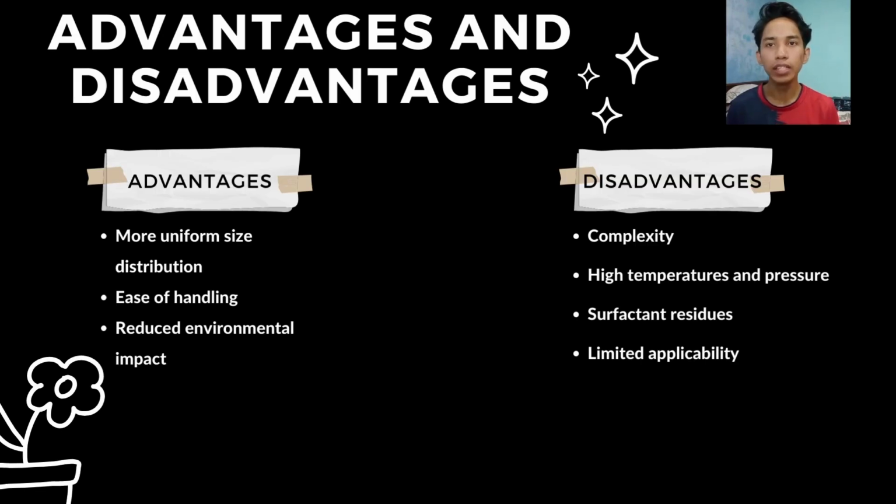These are the advantages and disadvantages of employing emulsion polymerization for PE. For advantages, it can produce good control over particle size and it also has ease of handling. For disadvantages, the production often requires high temperatures and pressure. It also has limited applicability because emulsion polymerization is more commonly associated with the production of latex polymer.